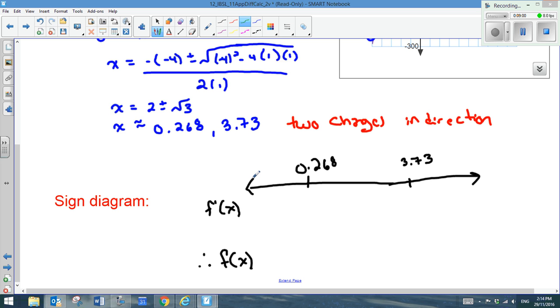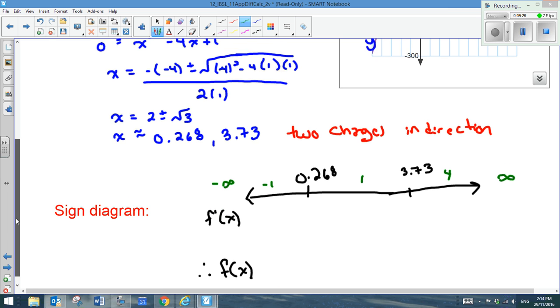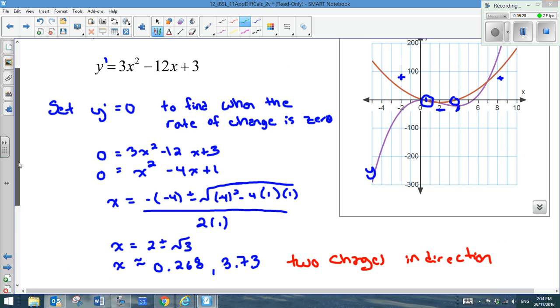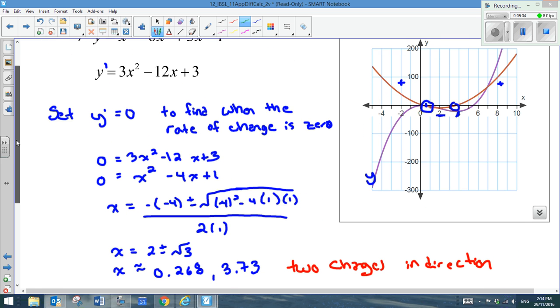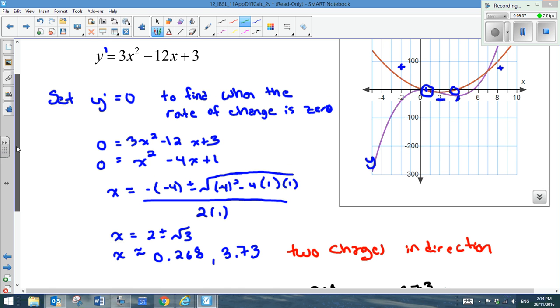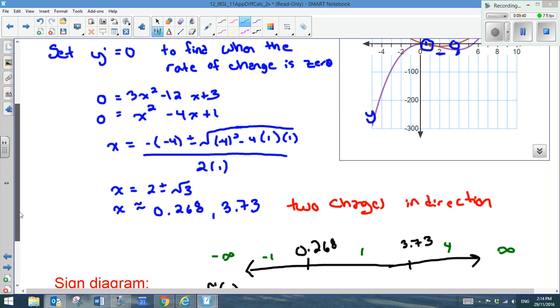So I'm going to choose any value from negative infinity all the way up to 0.268, something easy, so maybe -1, an easy number to substitute in. I'll pick a number between these two, so let's pick a +1, something after 3.73, maybe 4, and then that'll tell me what's happening all the way up to infinity. So if I choose a test value of -1, I'm going to sub it into my derivative. So let's go back up to where my derivative is. So if I substitute in -1 into my derivative, I'm looking at 3 times -1 squared minus 12 times -1 plus 3.